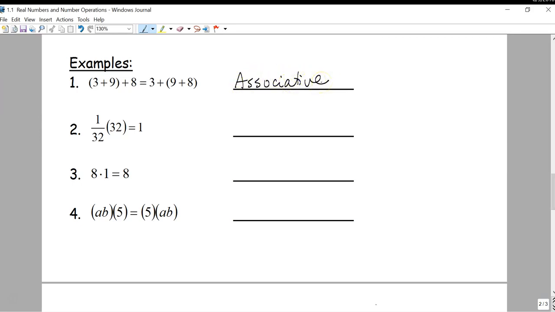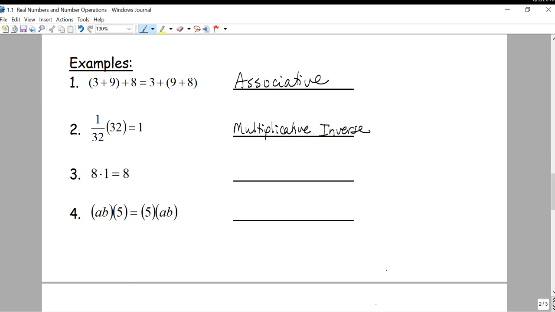The second example, I have 1 over 32 times 32 is 1. So what I'm saying is that when I multiply these 2 numbers together, which happen to be reciprocals, I get 1. So that is the multiplicative. And we want to distinguish between additive and multiplicative here. Multiplicative inverse property.